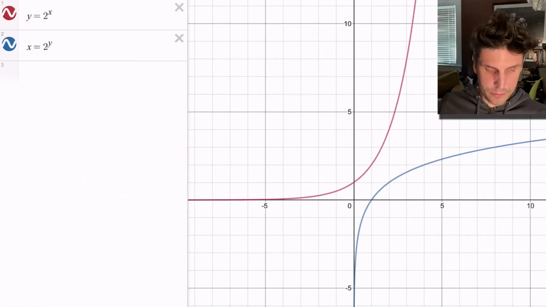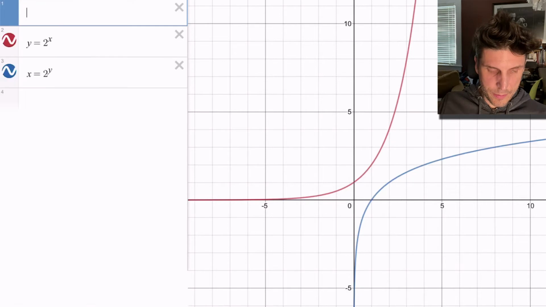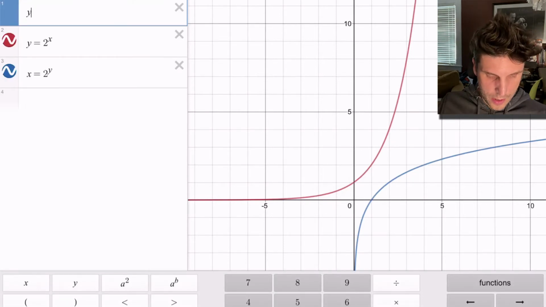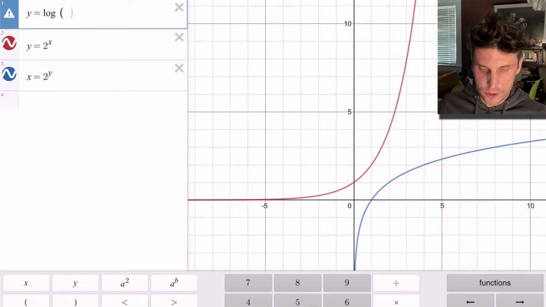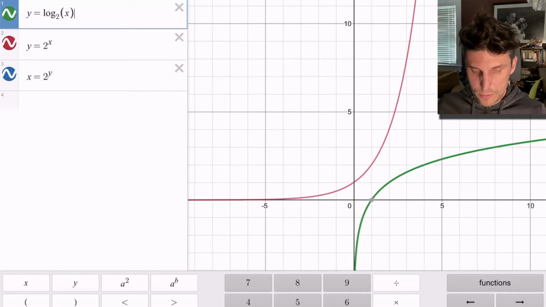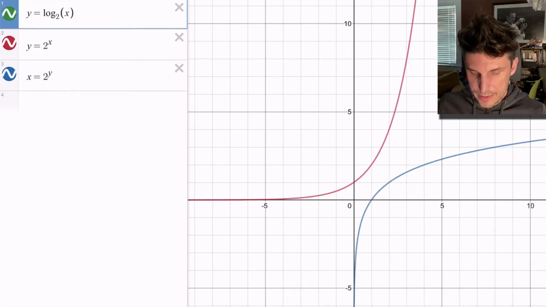To prove that to you, on the same set of axes, I'm also going to graph y equals, and then go to this log base function here, go log, and it's giving me the option to plug in the base 2 of x. So as you can see, it graphed it right on top of that blue graph. So the green one is exactly the blue graph. They're talking about exactly the same thing.